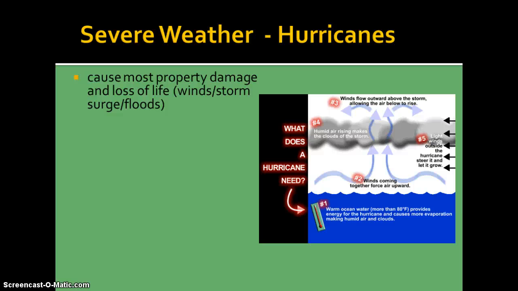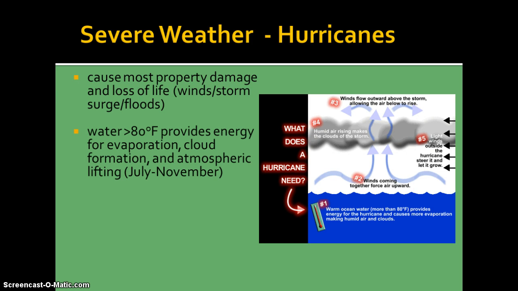Hurricanes cause more property damage and loss of life than any other type of storm, just because they're much larger. It's the winds, the storm surge, and the flooding that cause so much damage. So when you have ocean water that's above 80 degrees Fahrenheit, you're going to have enough evaporation to form the cumulonimbus clouds.